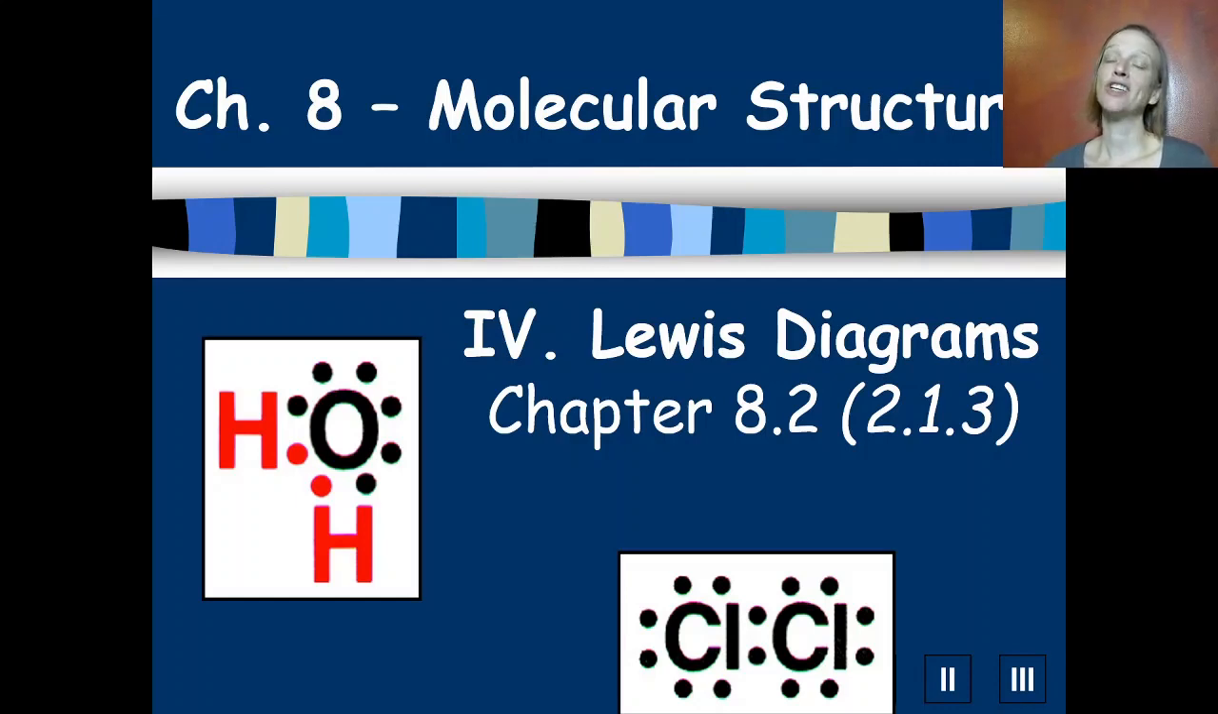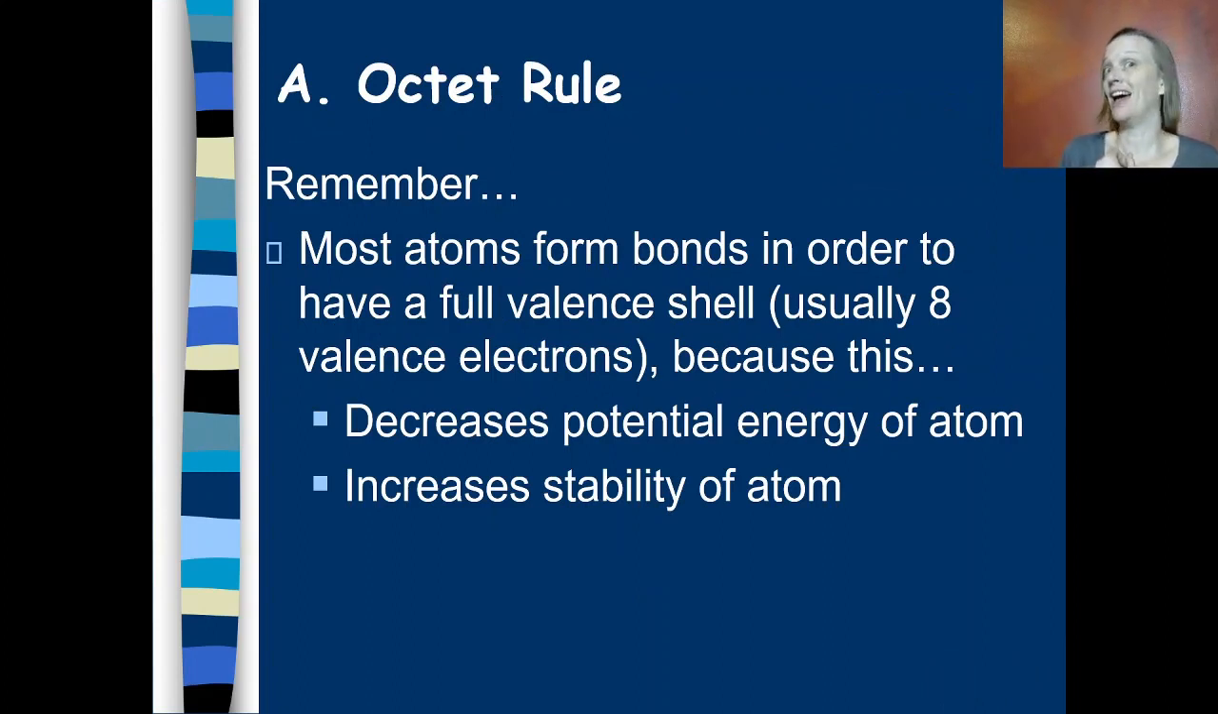Hi folks. So we've learned how to name and write formulas for molecular compounds, but we haven't learned the details of how to do Lewis diagrams for covalently bonded molecules. So again, to remind you of the octet rule, most atoms form bonds in order to have a full valence shell. And a full valence shell is usually considered to be 8 valence electrons. There are exceptions to that, but generally speaking, 8 valence electrons. The reason atoms do this is because it decreases their potential energy and increases the stability of the atom.